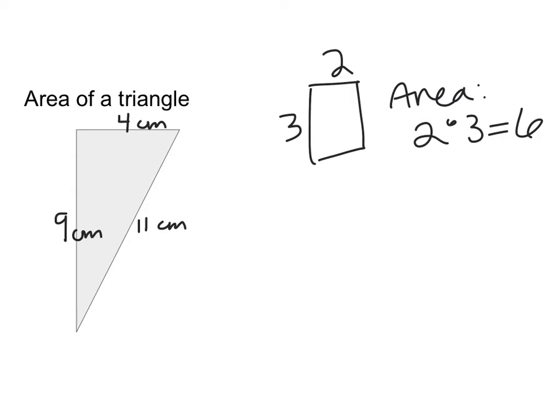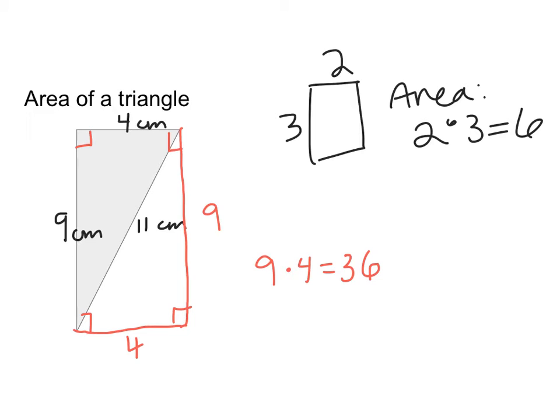Now, triangles can always be drawn as being part of a rectangle. So if we were to finish out the rectangle here, it's not always quite so easy to make them into a rectangle, but it does always work. You get a rectangle like this. And we could fill in those side lengths. So this one will be 9 and this one will be 4. And then we can see that the whole rectangle would be 9 times 4, which gives you 36, but we only want half of it. So that would give us 18.